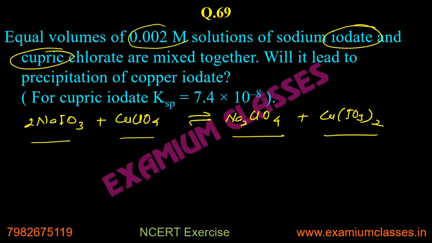This concentration is given, so I hope you have written the reaction. What is this concentration? This is the concentration of NaIO3. Now, the concentration of sodium iodate will be equal to the concentration of iodate ion, because one molecule of sodium iodate gives one iodate ion. And this is given as 0.002.